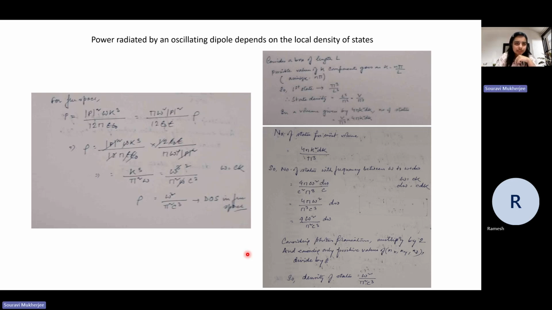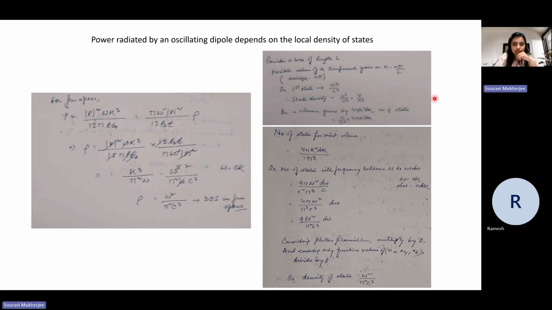which is that the power radiated by the oscillating dipole, this radiating dipole, depends on the local density of states. What I mean by that is you have electromagnetic waves coming out from the source, right? Now, there are certain waves which will be sustained by the environment around it, and that depends on the density of states, right?